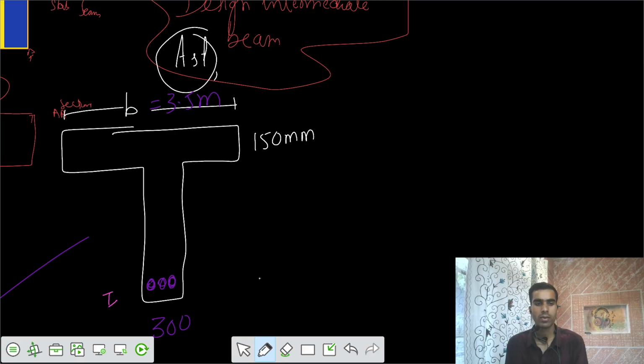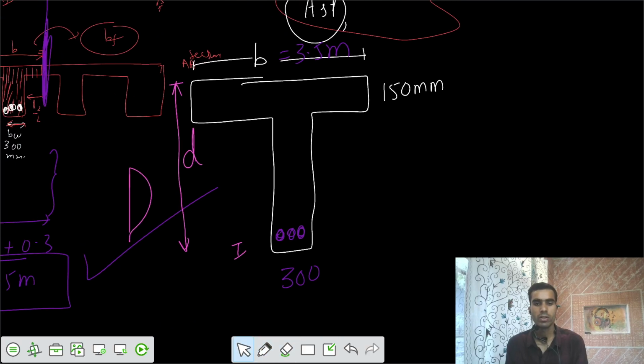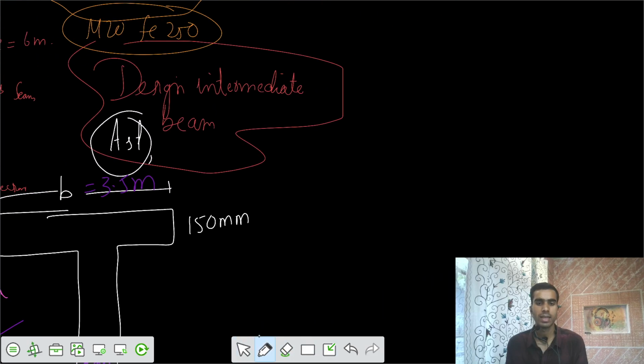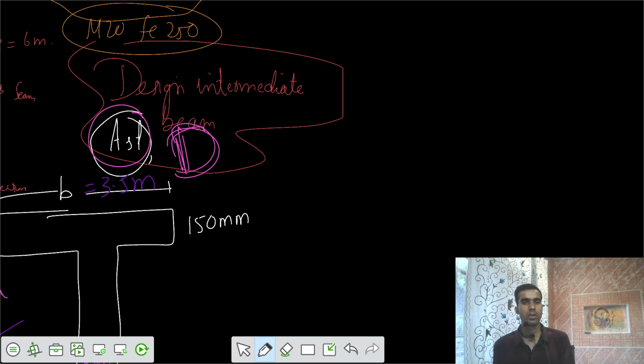Let's say there's some clear cover, there's some effective cover. So we need to design the effective depth also. We need to design this d, or we can say capital D also. So we need to design what should be the depth of this flanged beam. One is the area of the steel, next one is the depth of the beam. Let's go for that now.